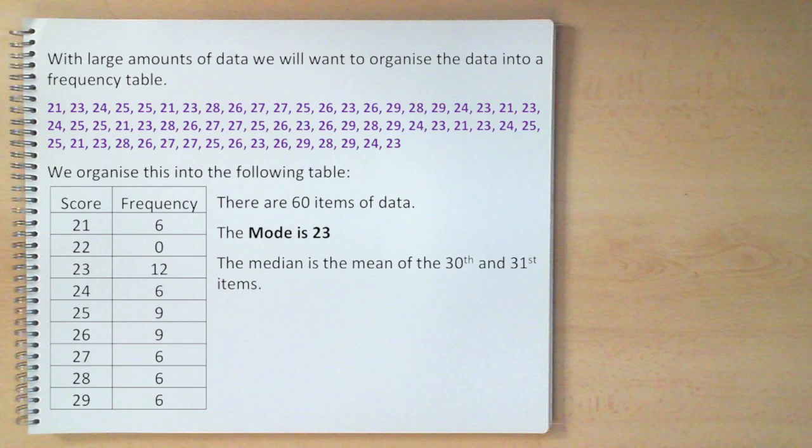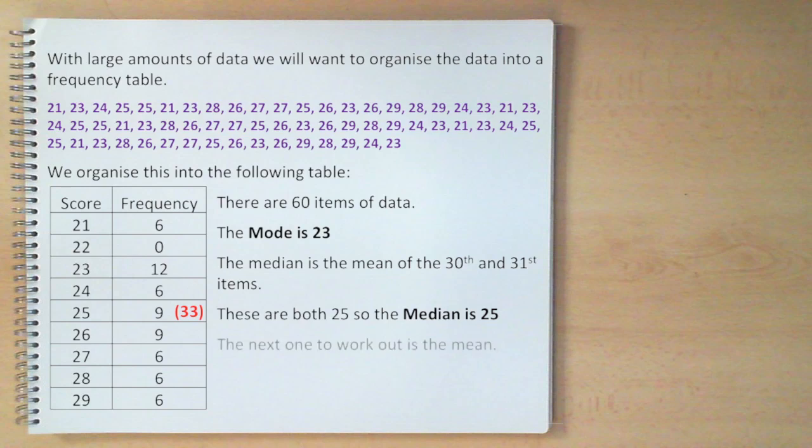We can do this by adding up the frequencies as we go down the table. So the first one is 6, then the next frequency is 0, so the cumulative is still 6. The next one, the cumulative, is 18, then it's 24, and then it's 33. That means that the 30th and the 31st values are in that frequency of 9. So the median numbers, 30th and 31st items, are both 25. So the mean of those is 25. So the median is 25.